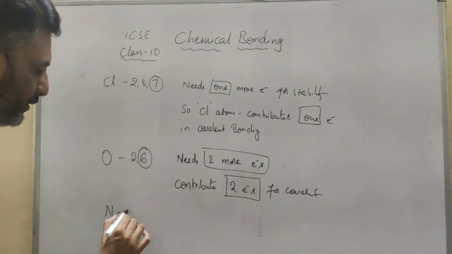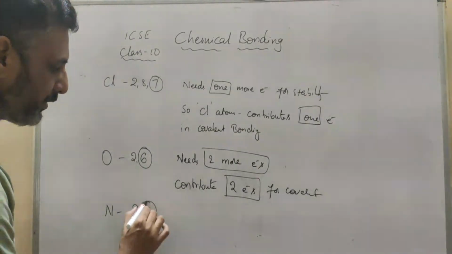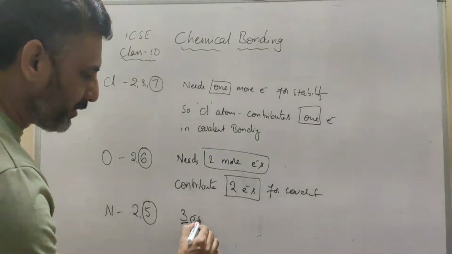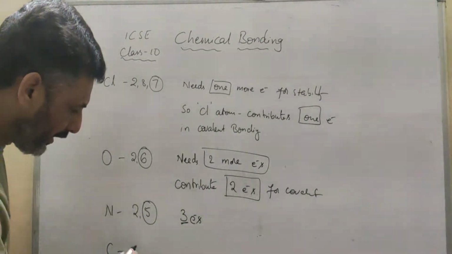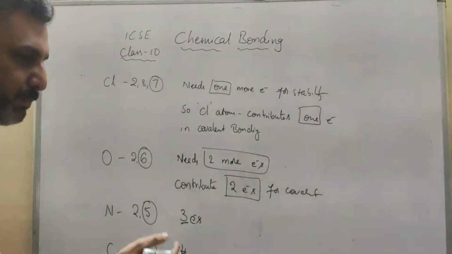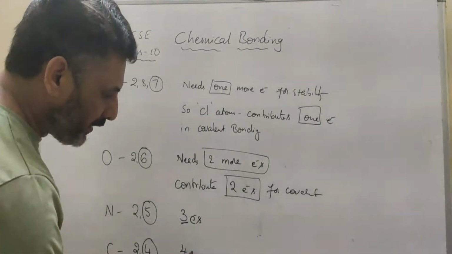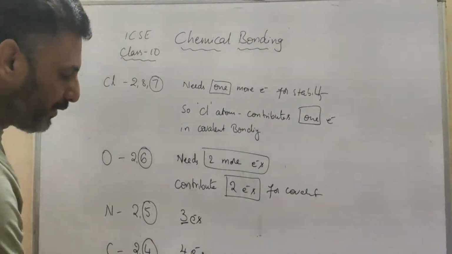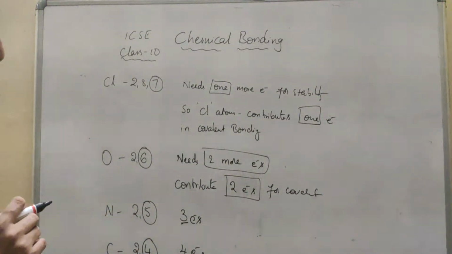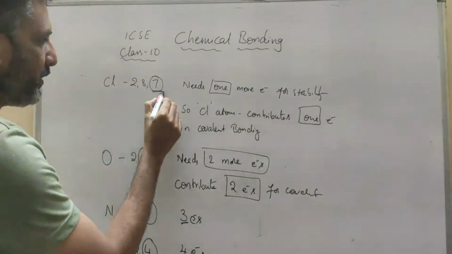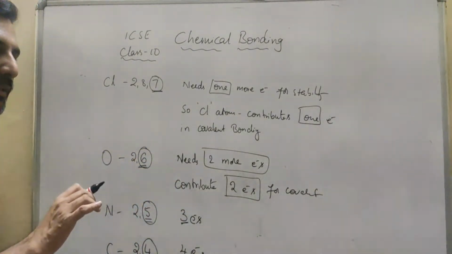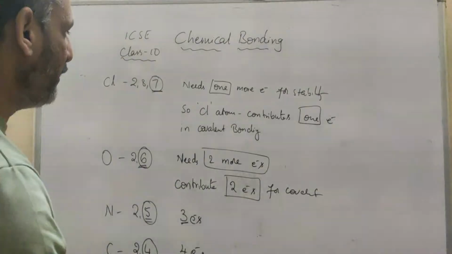Similarly, when you take nitrogen, 2,5, so 3 more electrons are required. So each nitrogen atom contributes 3 electrons. And when you take carbon, its electronic configuration is 2,4. So it is 4 plus 4, 8. So it requires 4 more electrons. If you add 4 electrons over here, it becomes 2,8 and it becomes stable. So if you see the electronic configuration, you can determine how many electrons each atom of that particular non-metal is going to contribute for the covalent bonding.